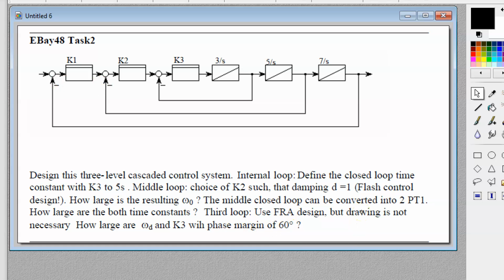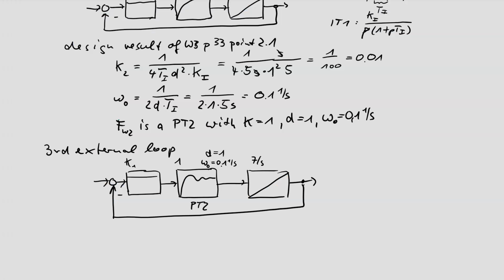So here should be done an FRA design with a given phase margin. That's what we have to do. So first, PT2 into 2 PT1s, and second, K1 with a phase margin of 60 degrees. This is information from the task. And we want to do this, or should do this, with FRA without a Bode plot.